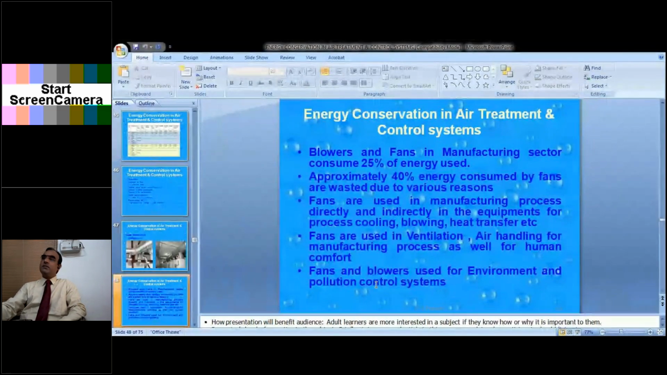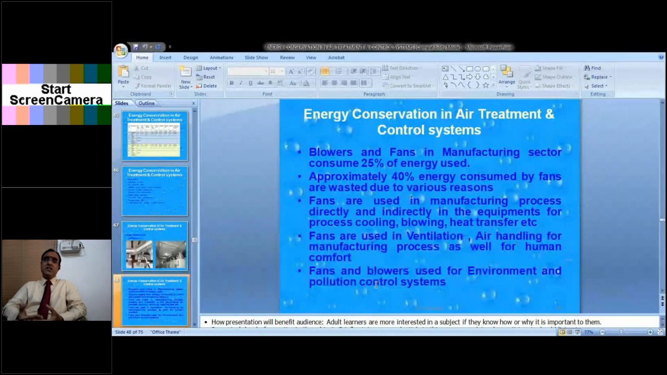The blowers and fans in the manufacturing sector consume around 25% of the energy used. Approximately 40% of the energy consumed by fans is actually wasted due to various reasons. Fans are used in the manufacturing process directly or indirectly. Some places for conveying the material, some places for process cooling, some for heat transfer, blowing.